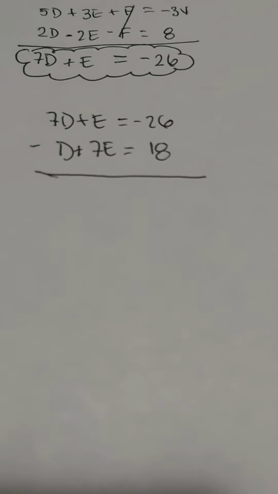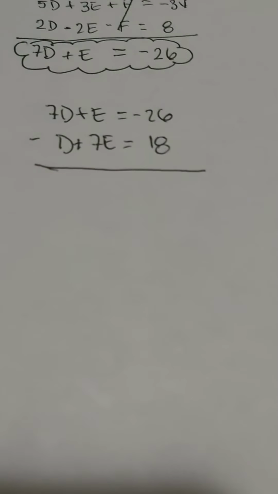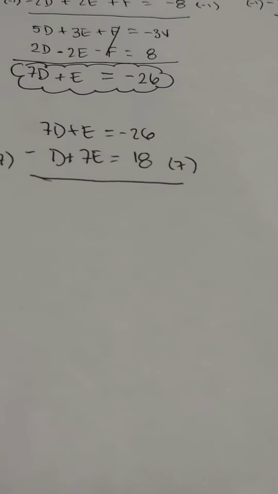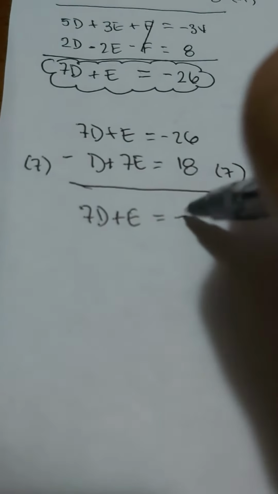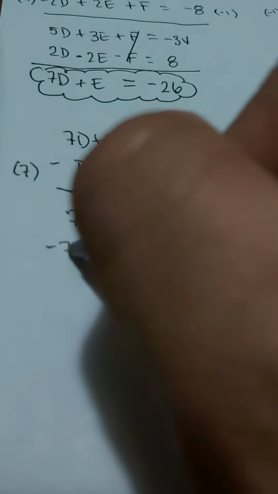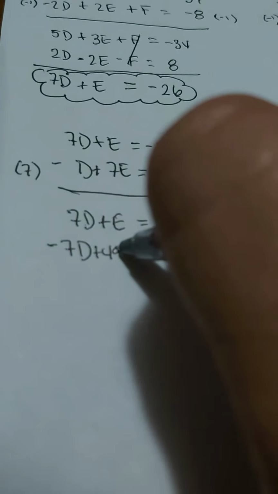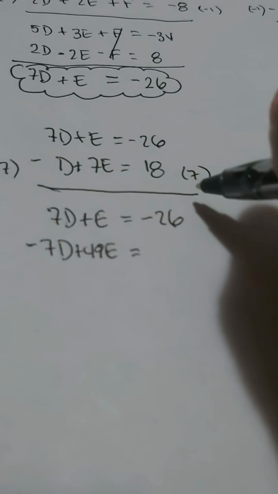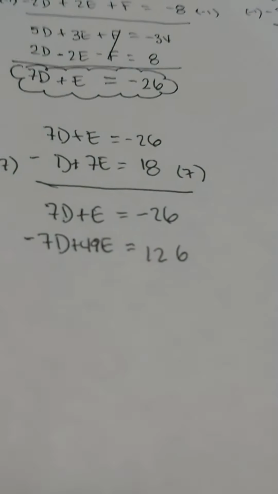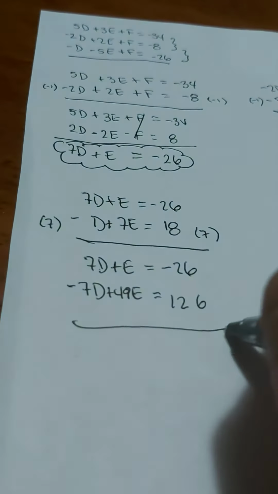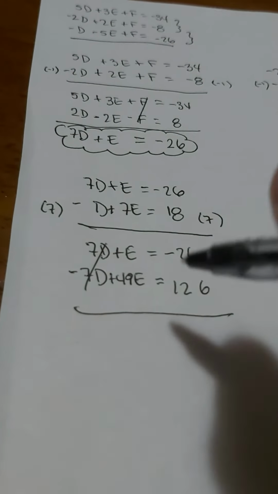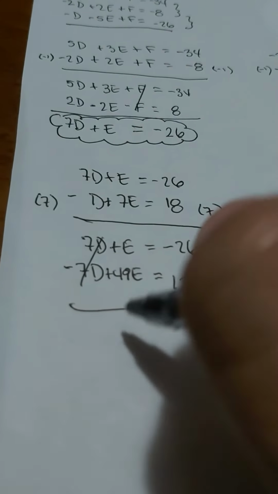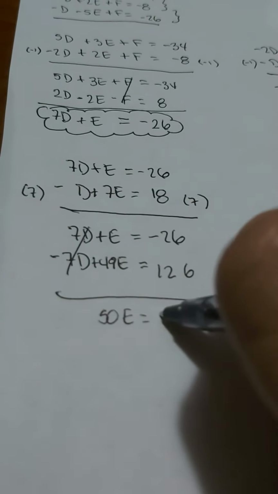So, if we cancel, the easiest to cancel here is D. To cancel D, we have to multiply both sides of the bottom equation by 7. So we get 7D plus E equals negative 26, and negative 7D plus 49E equals 126. We simplify 7D minus 7D, we cancel. 1E plus 49, that's 50E equals 100.